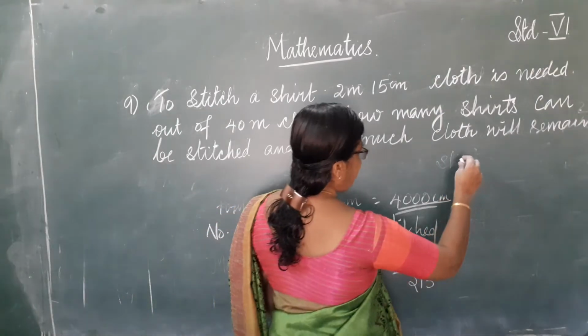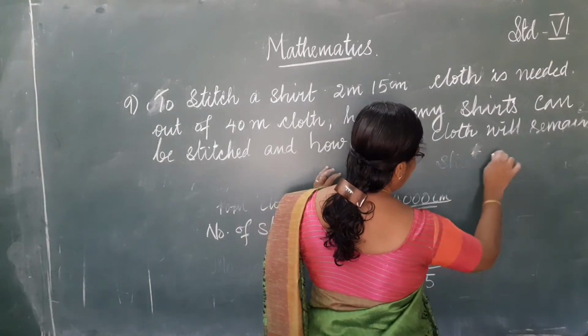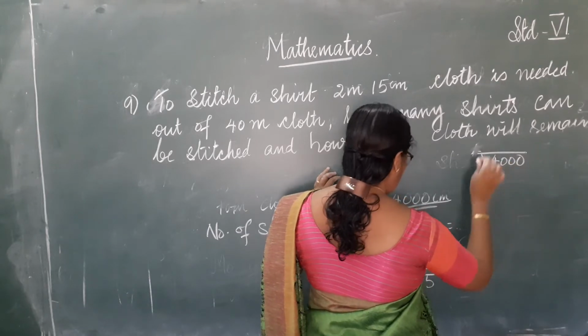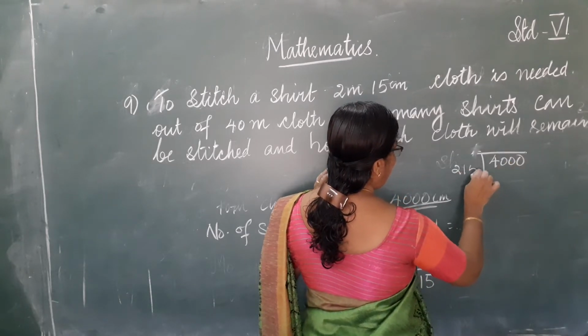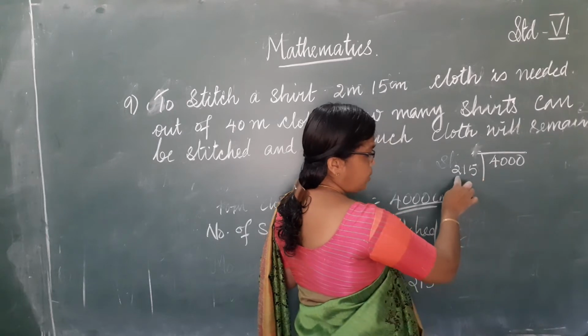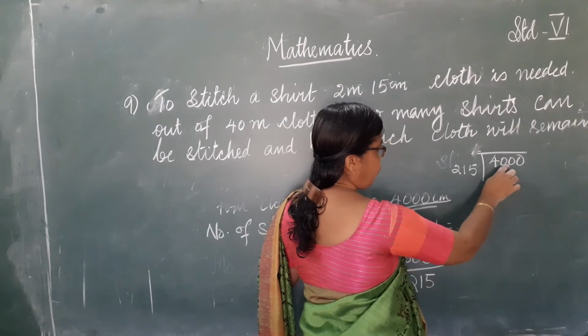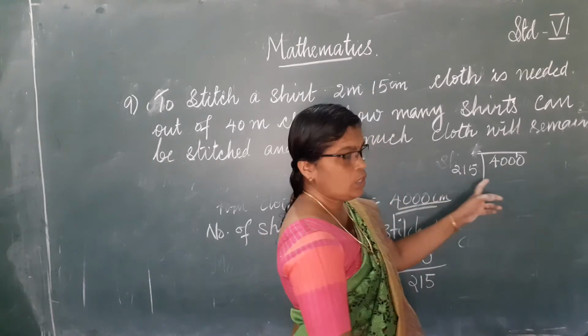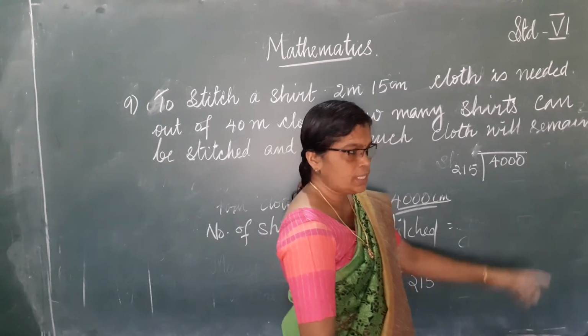So let's divide 4000 divided by 215. So from 4 we cannot take 215. Again from 40 we cannot take 215. Then from 400 we can take 215. Isn't it? How many times?